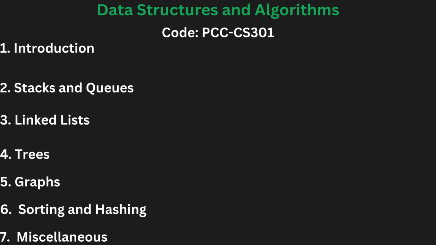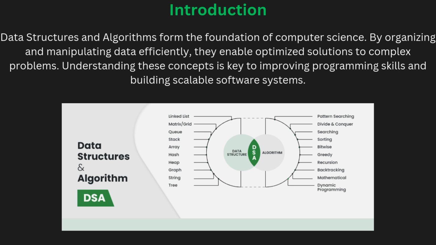Let's get started. At first, introduction. Data structures and algorithms form the core of computer science, providing the foundation for efficient software development. Data structures are ways to organize and store data, while algorithms define the steps to perform tasks like searching, sorting, and modifying the data. A solid understanding of these concepts helps to optimize performance and solve problems effectively.